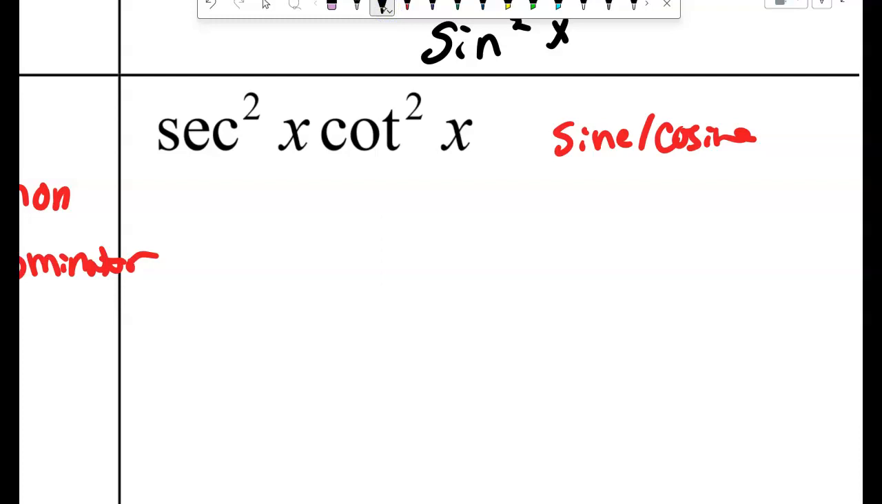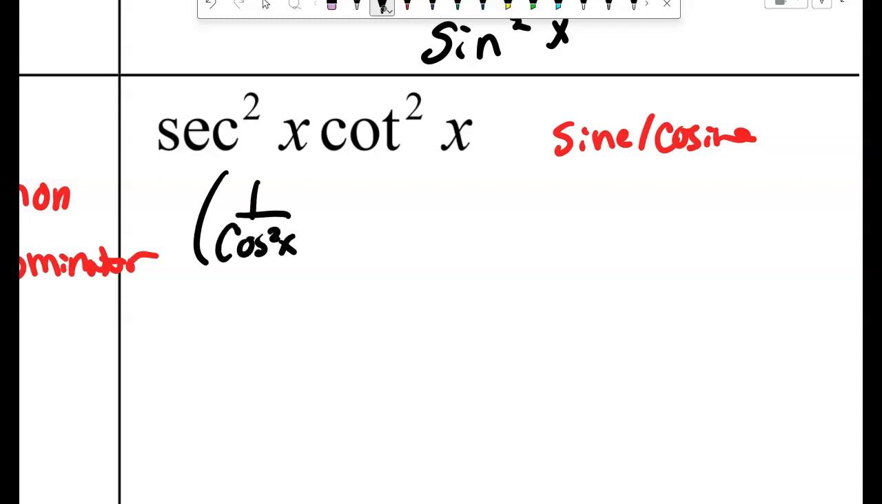Could we use maybe like the fact that tangent squared theta plus 1 could go in for secant squared x? Or maybe we know cosecant squared x minus 1. It really would matter what the other side would be if we were going to use like a Pythagorean identity or something like that. But yeah, I would do the same thing.